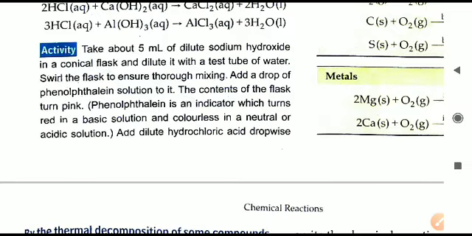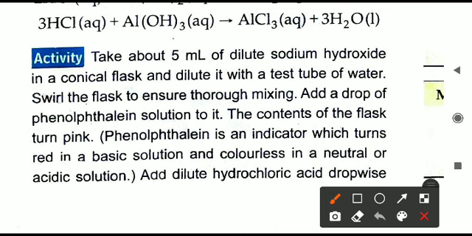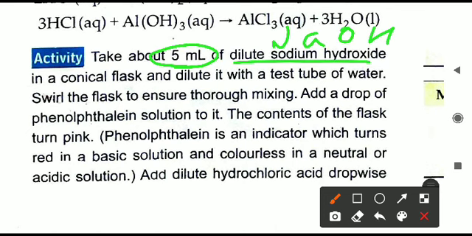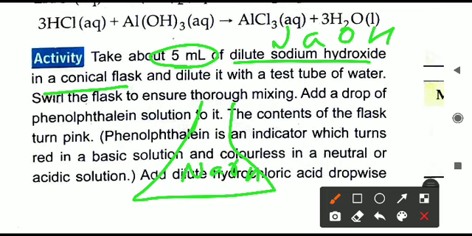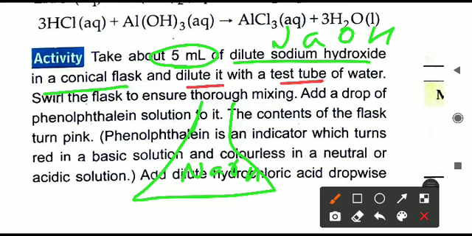We have been given one activity based on this neutralization only, to identify the acid and base. So we have to take 5 ml of dilute sodium hydroxide, NaOH, in a conical flask. You can take a conical flask and put NaOH in that. Then what do we have to do? Let us read here. Dilute with a test tube of water.